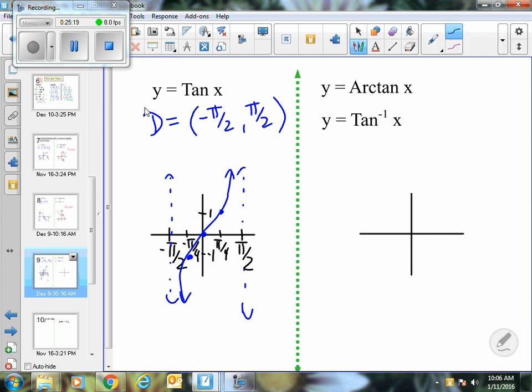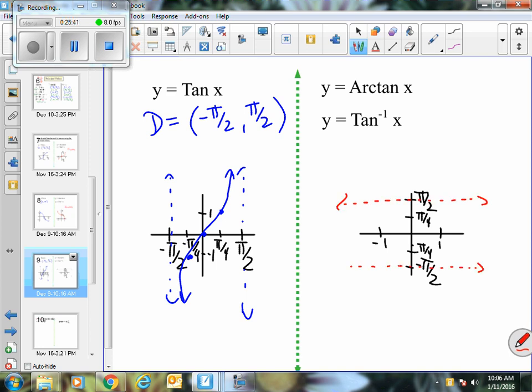Because then when we do the inverse, so we go pi over 2 to negative pi over 2, negative 1 to 1. So the x and y axes switch, remember, so the angles are on the y now. Negative pi over 4. So now our horizontals are the undefined places.